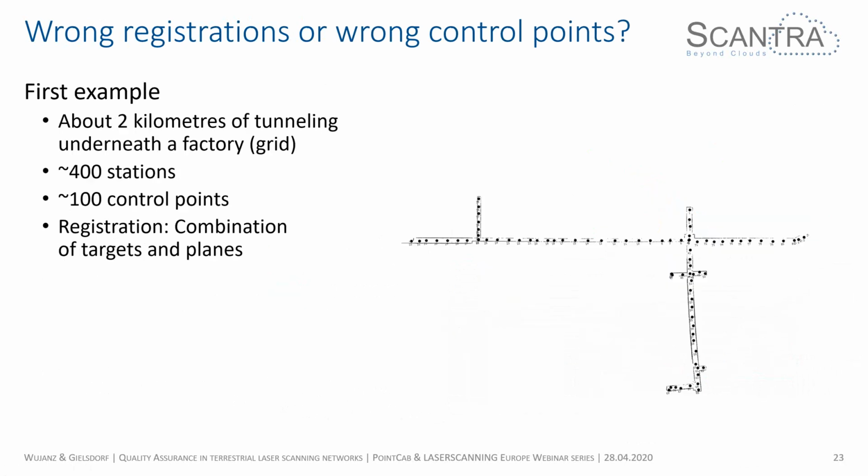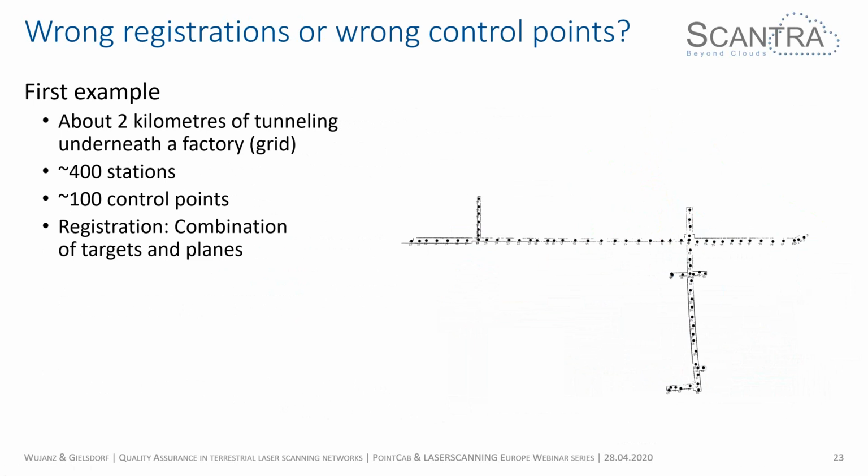So, let's have a look at the first example. Again, these are practical cases by some of our clients. This is a tunneling system underneath a factory, which is roughly aligned in a grid. I just show a very small part of it. About 400 stations, not too big, 100 control points, which have been observed by total station measurements. And the registration was performed in a combination of global targets in a superior coordinate frame, but then also planes and local targets between individual scans.